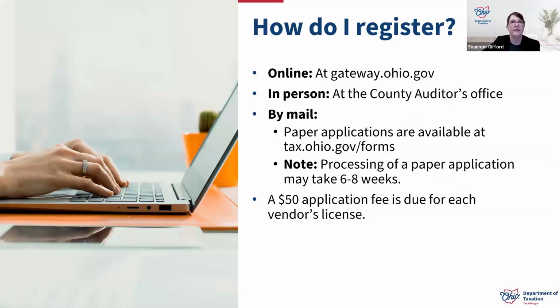To register for a vendor's license, the quickest and easiest way is online on the Ohio Business Gateway at gateway.ohio.gov. You can also do it in person at the county auditor's office or by mail. Our paper applications are available on our website. Please note that paper applications can take 6 to 8 weeks. Again, the quickest way is going to be online through the gateway. There is a $50 application fee for each vendor's license, regardless of whether it's county or transient.